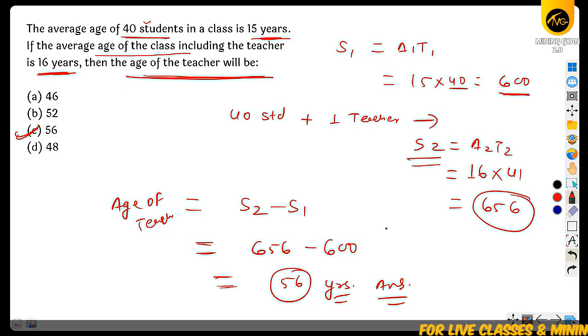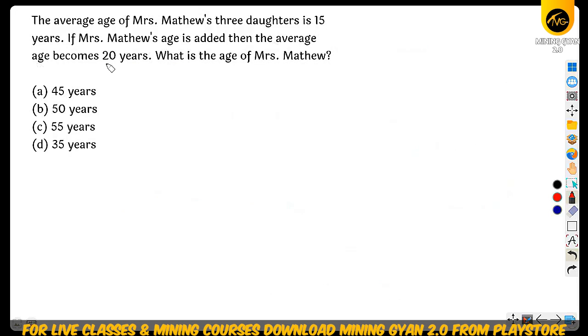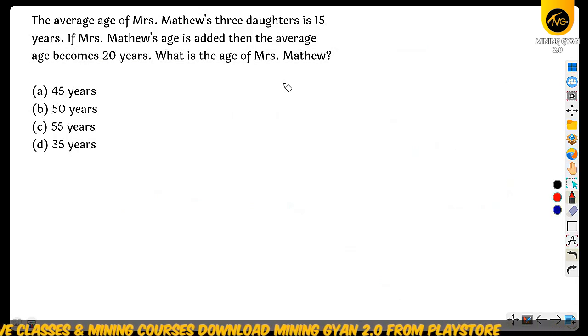Okay, one more question. The average age of Mrs. Matthews' 3 daughters is 15 years. If Mrs. Matthews' age is added, then the average age becomes 20 years. This is basically similar to the previous question. You will get the answer by just S2 minus S1. So we have to find out S1 and S2. Okay, let me know the answer.